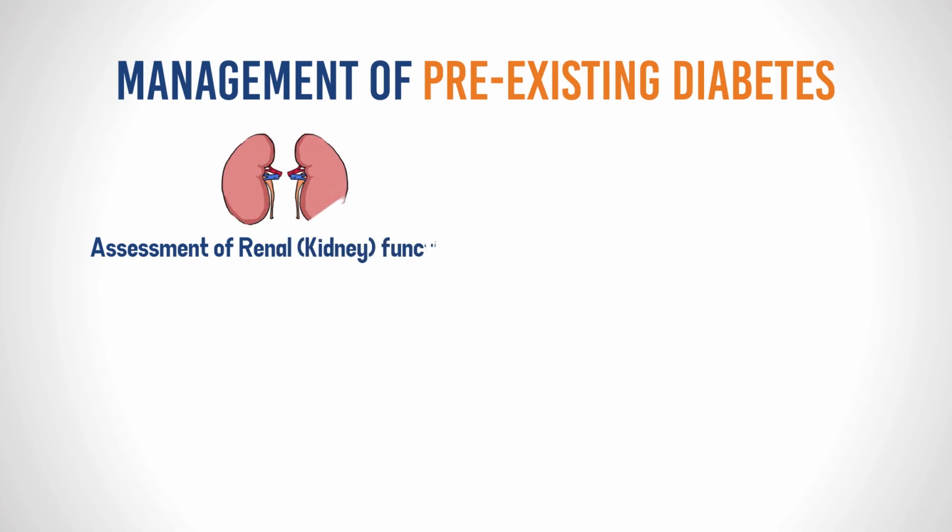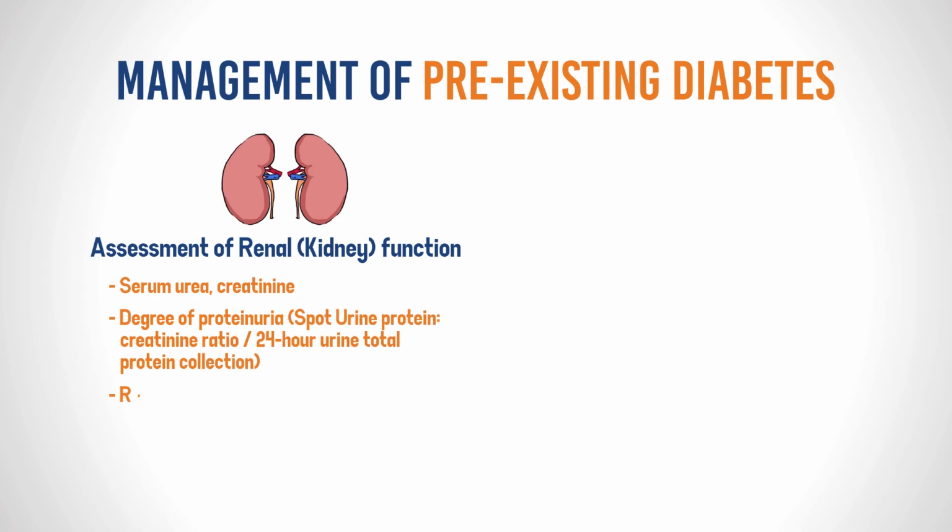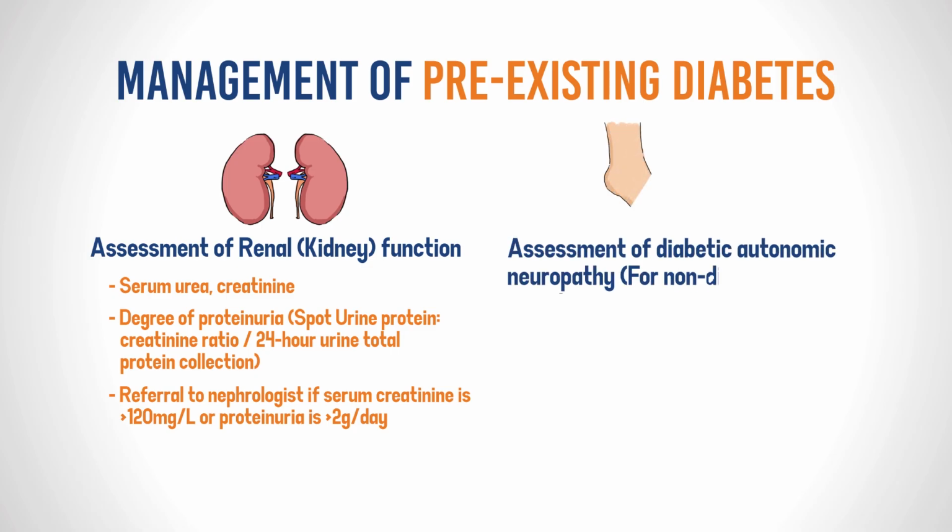Baseline assessment of renal function to measure serum urea and creatinine and degree of proteinuria. Referral to a nephrologist is recommended if serum creatinine is more than 120 micrograms per liter or proteinuria is more than 2 grams per day. Baseline assessment of diabetic autonomic neuropathy.